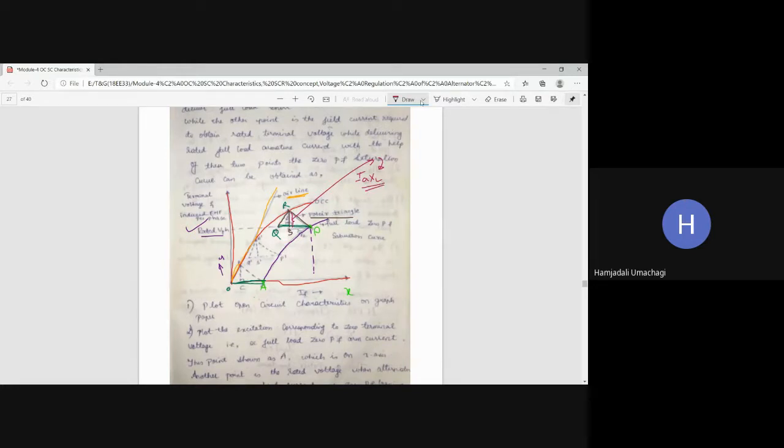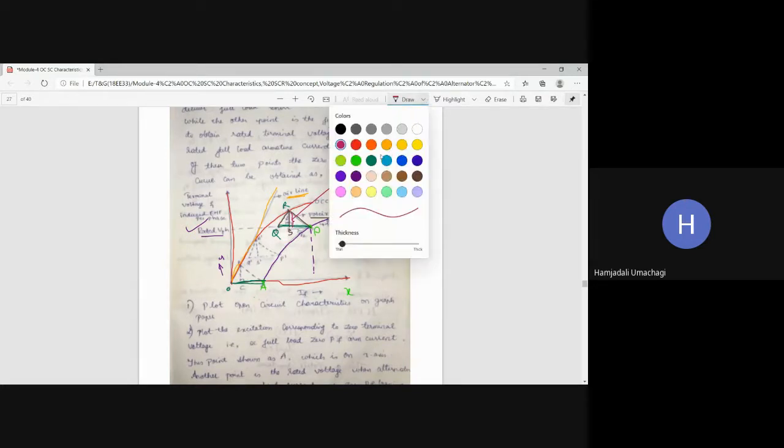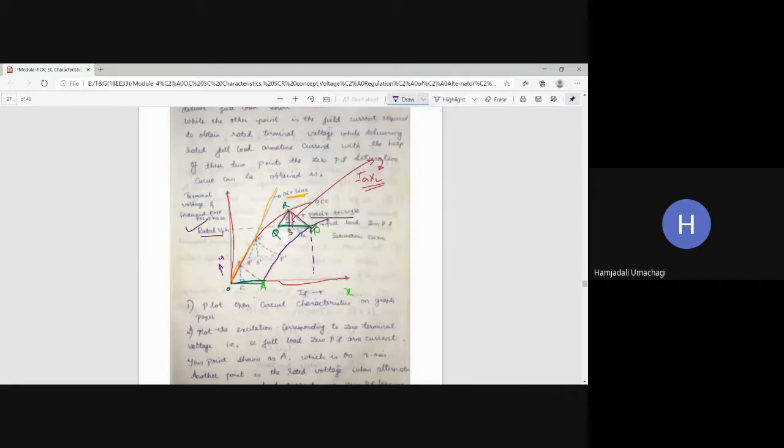Similarly, let us see what the next information is that you can get from the Potier triangle. The next information is line PS. The distance of line PS is going to give you the IF2 information. What is this IF2? Can anybody tell?